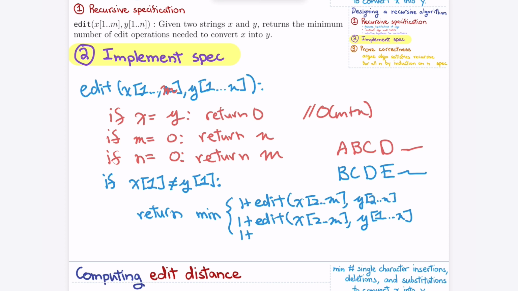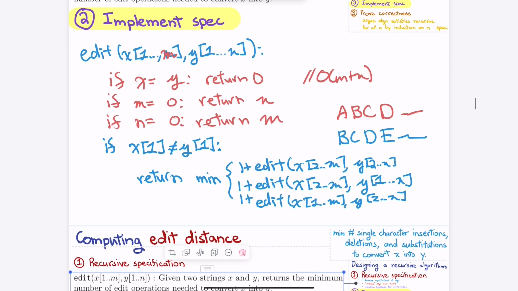Or I can insert a character at the beginning of X, which will match Y. So that lets me advance Y by 1. Edit X1 to M, Y2 to N. Now, obviously, this is going to be problematic running-time-wise because you're branching off 3 times, but we'll come back to that later. At the very least, it's a correct algorithm. It'll get you the right answer because you're just trying everything. It's brute force, you know, in a recursive form, right?